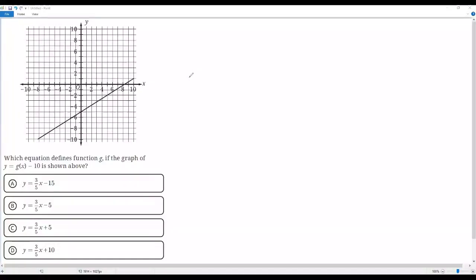Here we have a SAT math question. Okay, let's go with the question. Which equation defines function g if the graph of y equals g of x minus 10 is shown above? So here we have the graph of this function y is equal to g of x minus 10 given in the xy plane here.